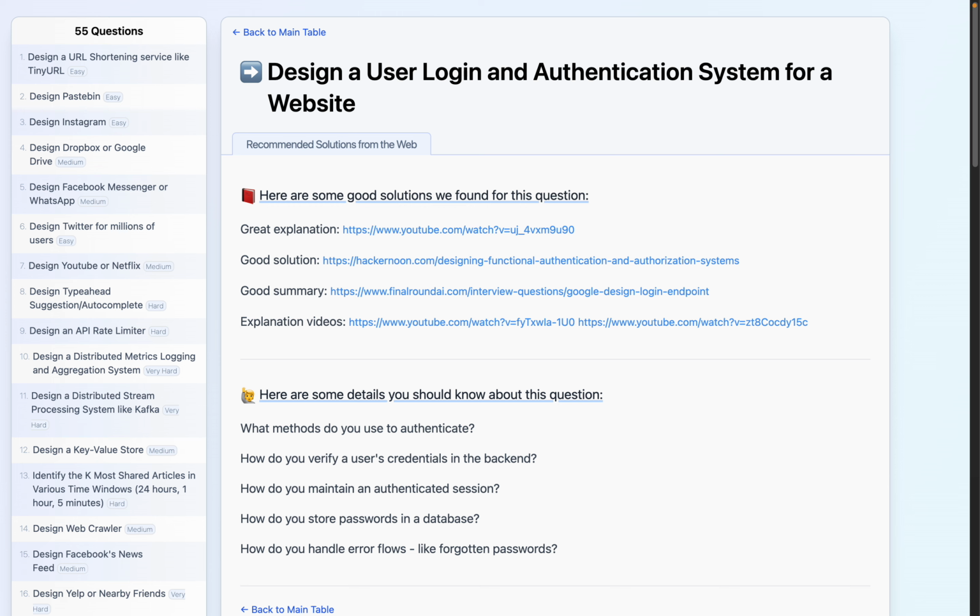Now, what are some non-functional requirements as well? We can enable multi-factor authentication, we need security, we need scalability, reliability, and usability.